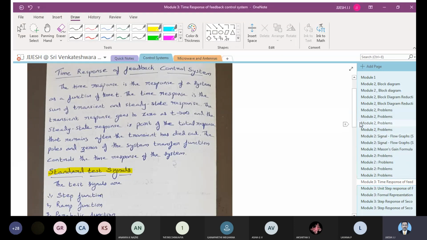Okay, fine. Then you can just write down this. Write down module 3. You should respond to me if there is anything with respect to network or any problems with respect to visibility, because I will not know whether it is visible for you or not. Okay, so you just write down module 3, time response for feedback control system.